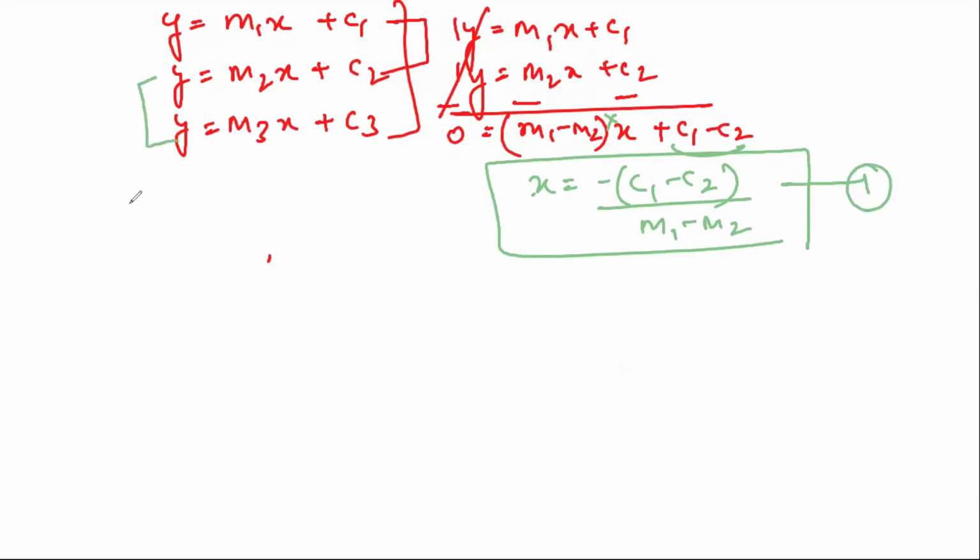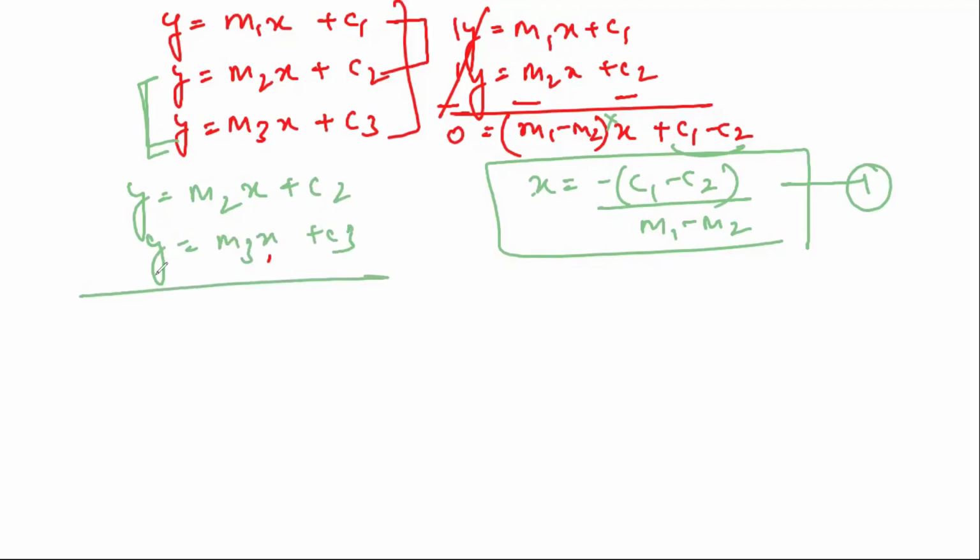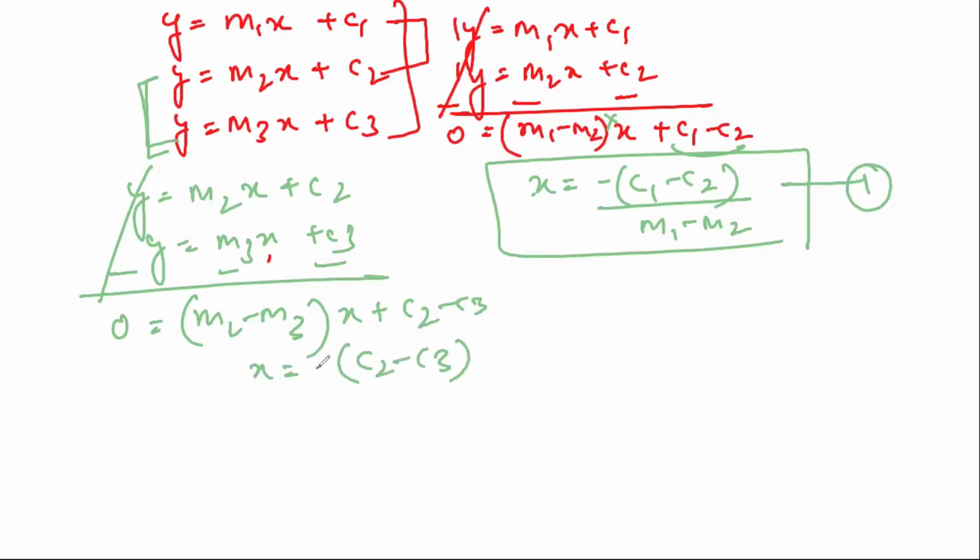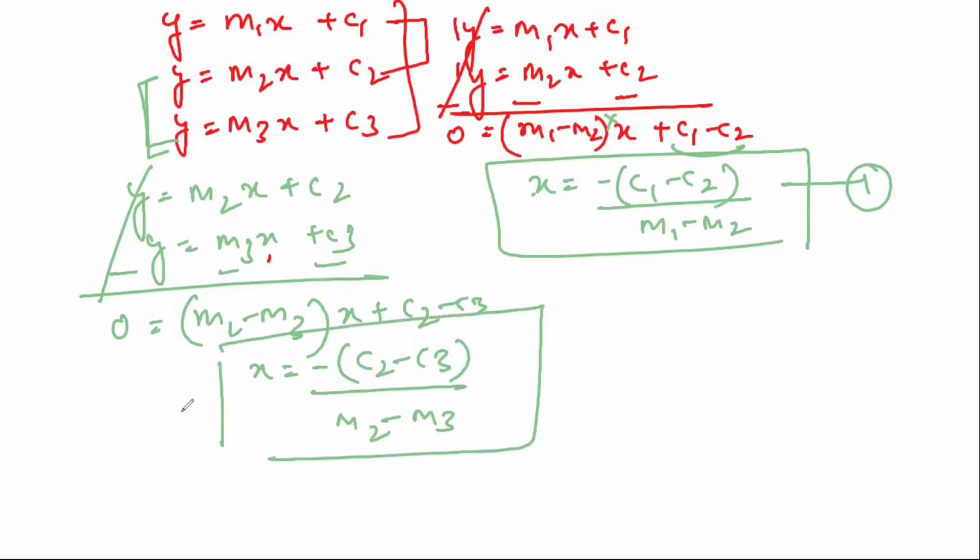When I solve the second and the third equation, let me write it, otherwise you will get confused. I have to change the sign because the y terms are positive. So it gives me (m2 minus m3)x plus c2 minus c3. So x equals minus (c2 minus c3) over m2 minus m3, right? From both parts I got the value of x, and we know the x value is exactly the same. That's why the lines are concurrent, intersecting, right?